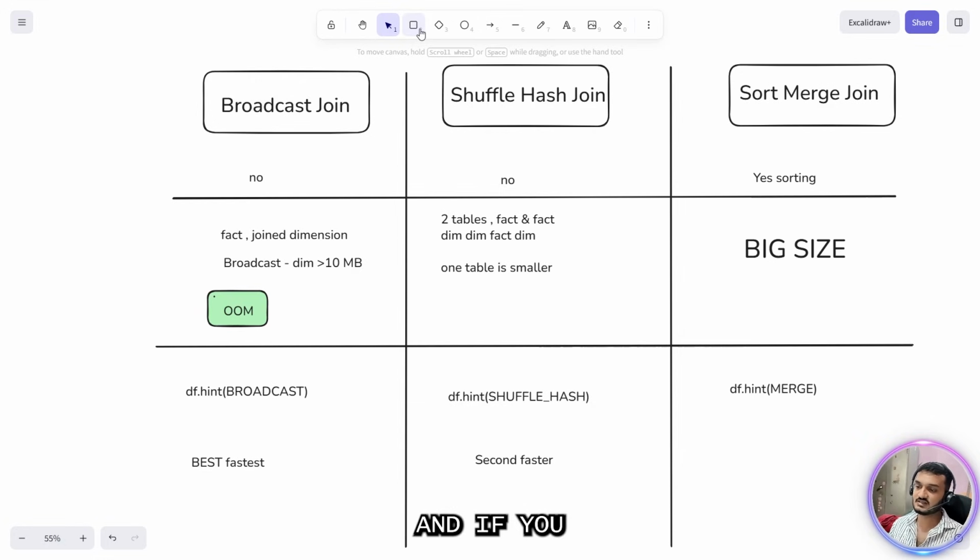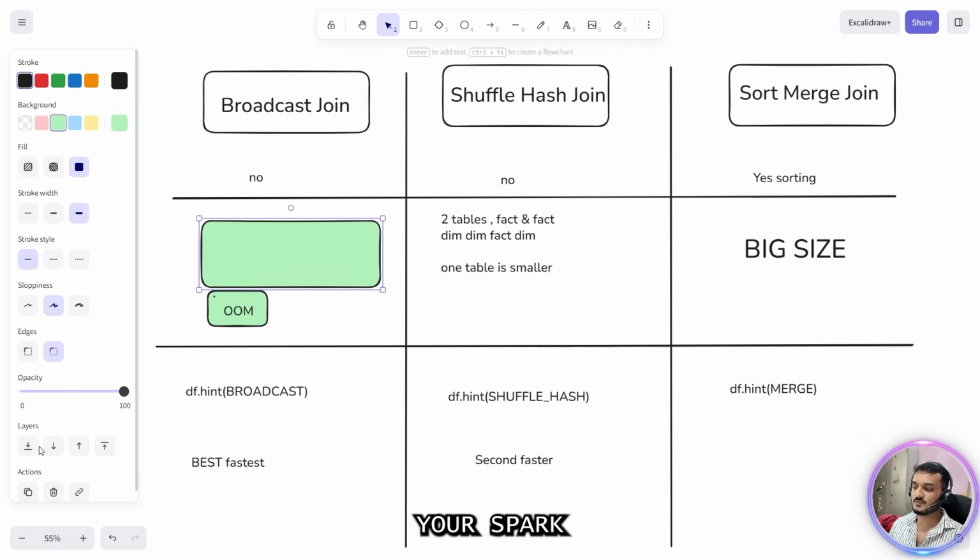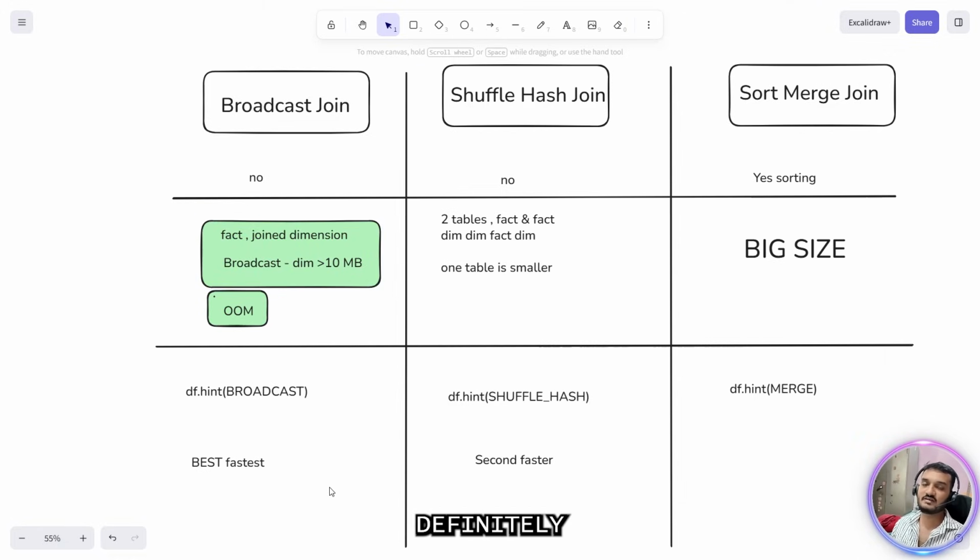And if you are still trying to do it using broadcast join and you are forcing your Spark to do the broadcast join with data greater than 10 MB, definitely you are going to get an error. At that time, you have to shift your approach. So that is not worth it, right? So please take it as a note: when to use which, what the major differences between them are, and how you will tell Spark which kind of join to use.